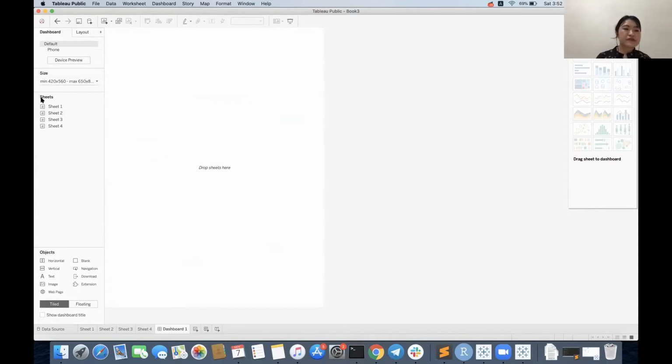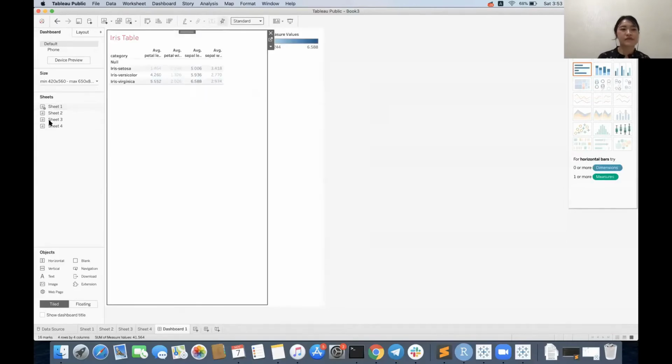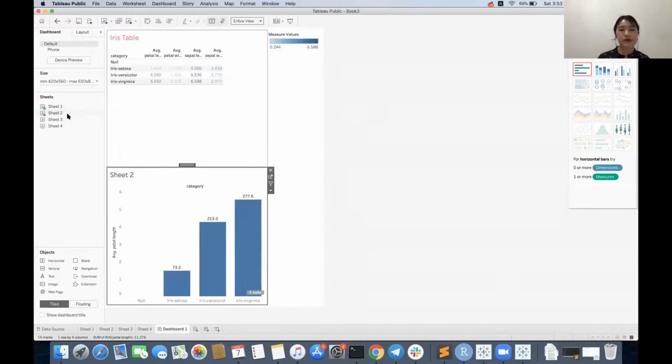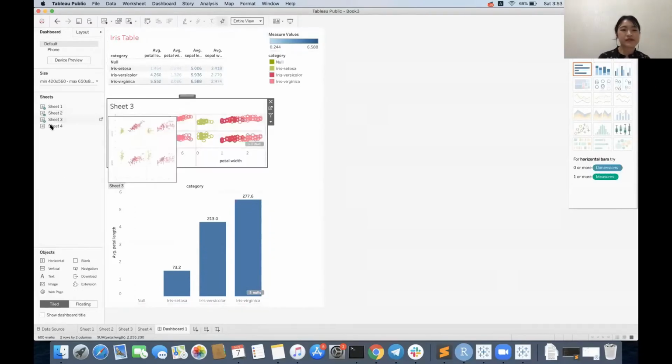And then you can see all the charts you built in the sheet. So you can just pull it into the dashboard directly. For example, like this. And you can just move it to the proper place. And then, for example, like this.